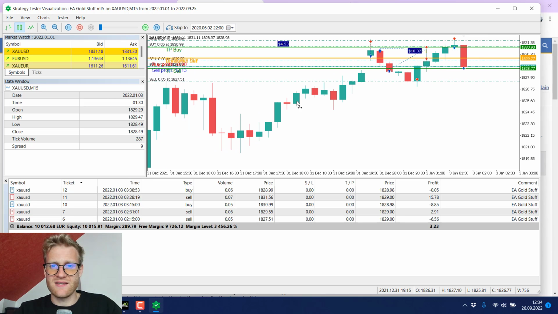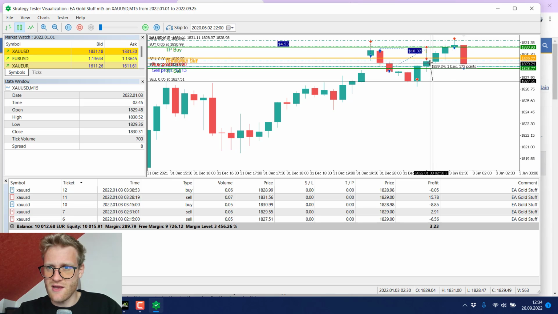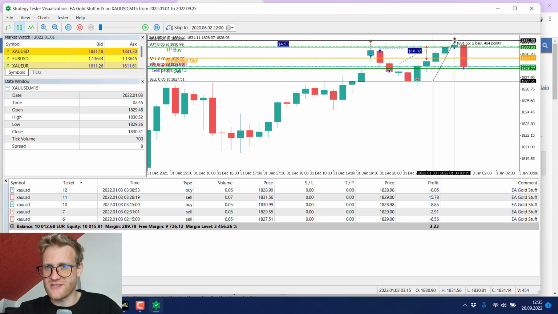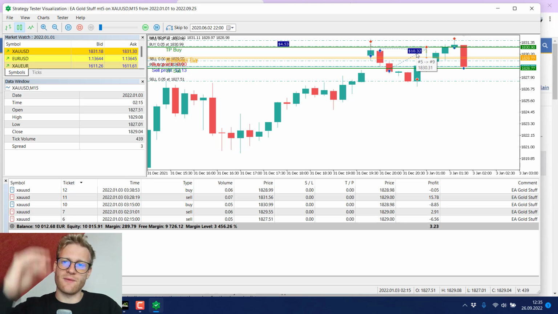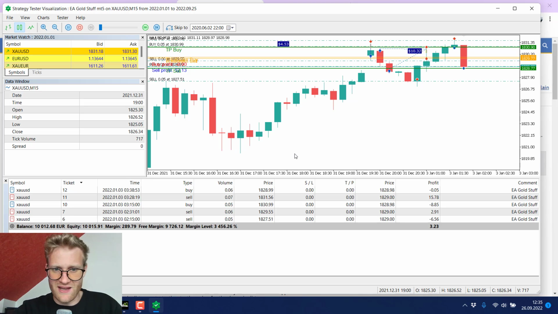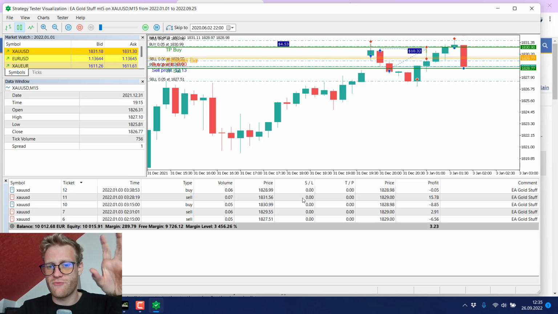So what we are seeing here already is that from the first sell trade, we see another one here, roughly 200 points away, and another one here, again 200 points away from the last sell position. So we can see already we are building some kind of grid or ladder or however you want to call it. So we are increasing the lot size, or we are increasing the amount of positions once a position is losing. This is also what we can see here.